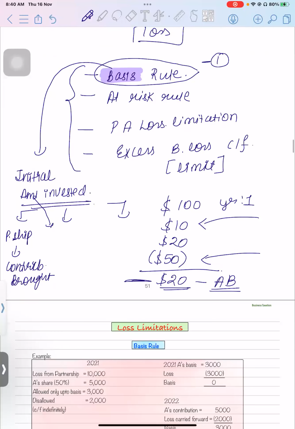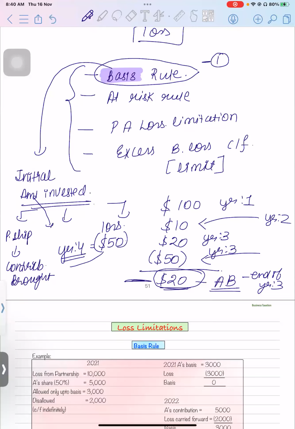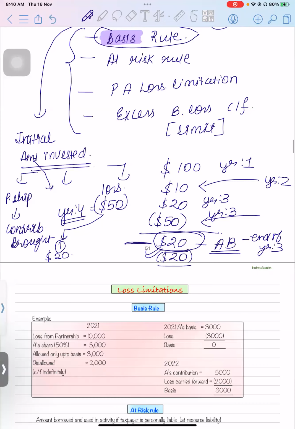Okay. Now let's say year one, year two, you earn profit, year three, you earn profit, year three, you withdrew $50. So at the end of year three, what is your basis? It is $20. Now let's say in year four, you have incurred a loss of $50. This is a loss. So first it will get offset against your adjusted basis of $20. So this will get reduced to 0. Basis can never be negative. Remember this rule. It is helpful for every topic of your part 2.